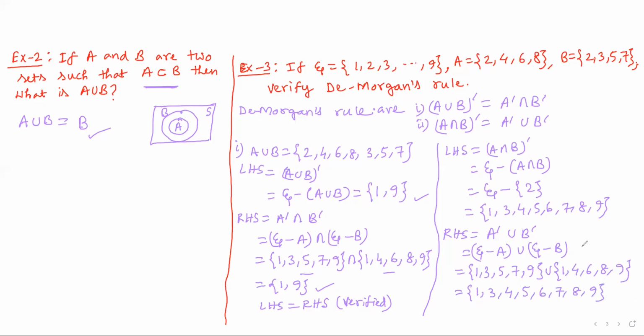So now easily you can see that from the left hand side and from the right hand side we have got the same result. So we can write left hand side is equals to right hand side. So second De Morgan's rule is verified. So in this way easily you can verify De Morgan's rule for any.